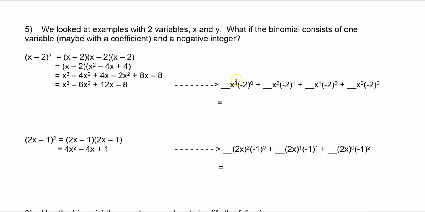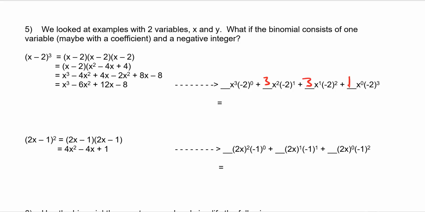Now you'll notice that also the exponents are already filled in. So x is going from 3 to 0. Negative 2 is going from 0 to 3. Now I'm still going to fill out, because this is to the power of 3, the third row in Pascal's triangle, 1, 3, 3, 1.